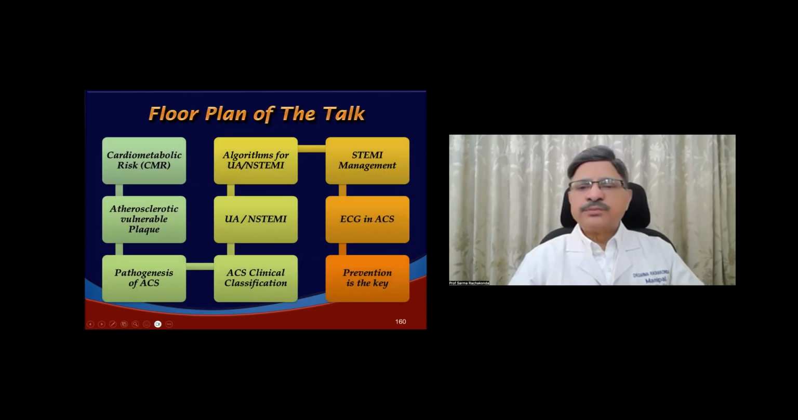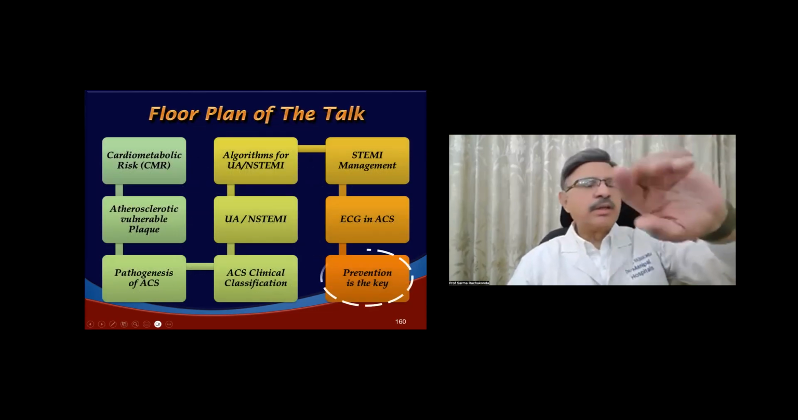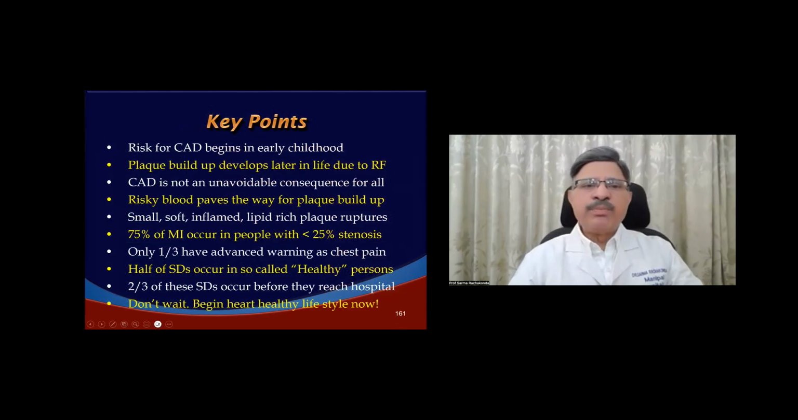And now the primary prevention is the key. What is the primary prevention we do? Avoid risk factors, strategies. Key points to remember: risk for CAD begins early, plaque buildup develops later in life. CAD is not an unavoidable consequence of aging. Risky blood paves the way for plaque buildup.